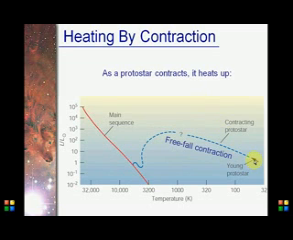So, as a protostar starts to contract, the pressure starts to increase, and thus its temperature increases until it reaches the ignition of hydrogen fusing into helium, and there it can go to the main sequence stars.